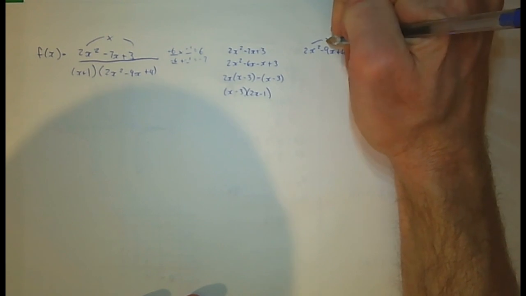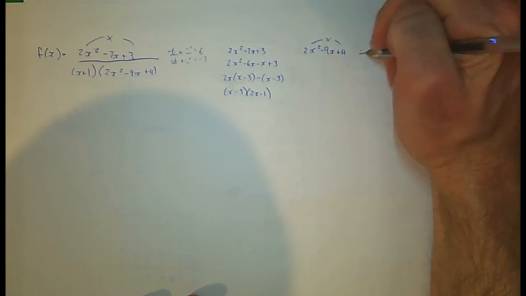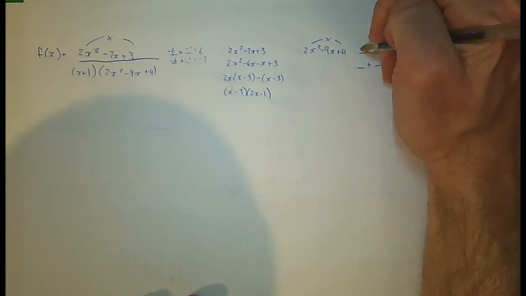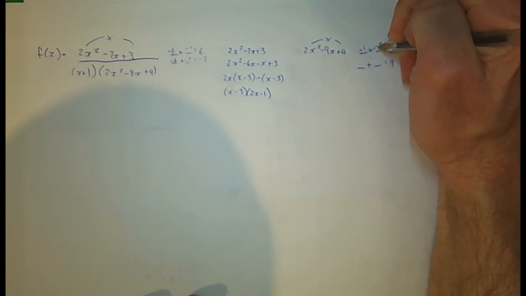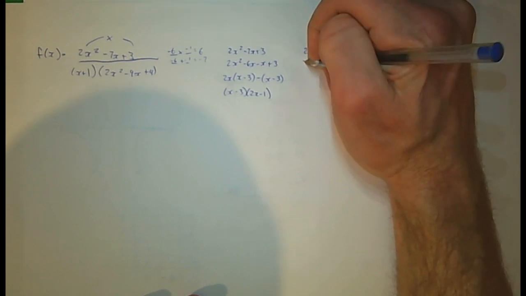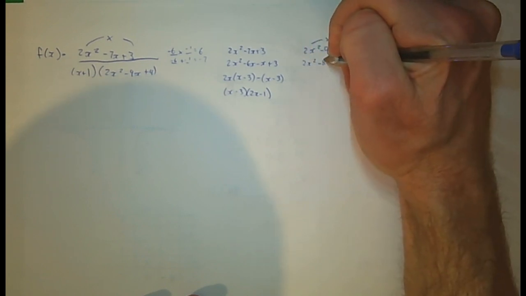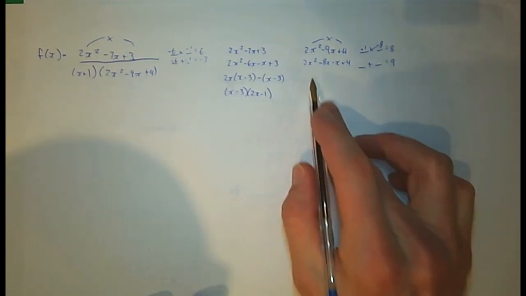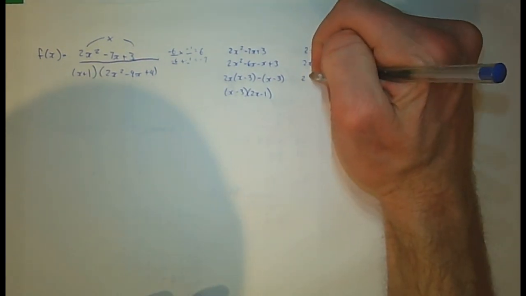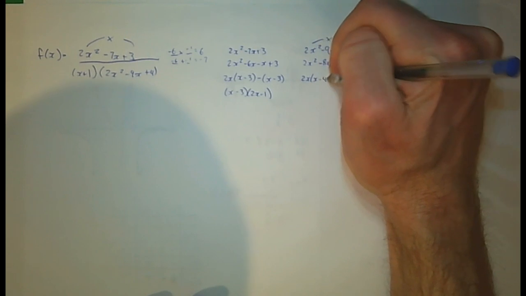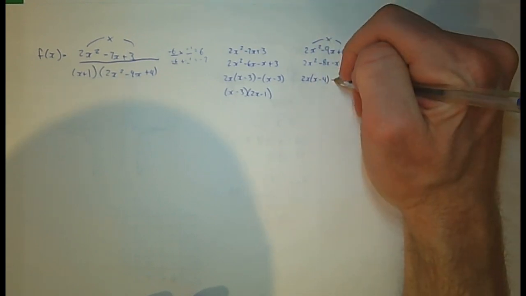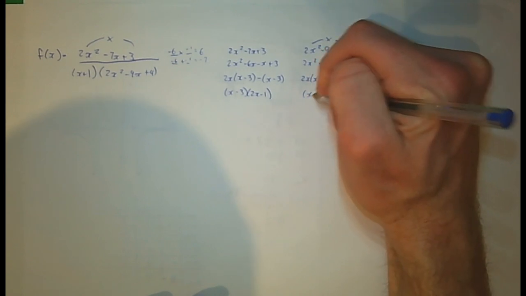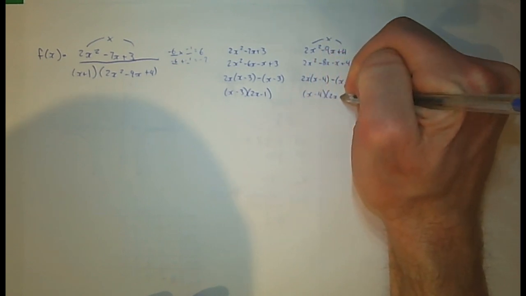I'm looking for two numbers that multiply to make 8 and add to make negative 9. These are nice and easy, so minus 1 and minus 8. And that will work. So I've got 2x squared minus 8x minus x plus 4. Factor out the 2x from the first two terms to get 2x times (x minus 4), and factor the negative out of the second two to get (x minus 4). So I get (x minus 4) times (2x minus 1).